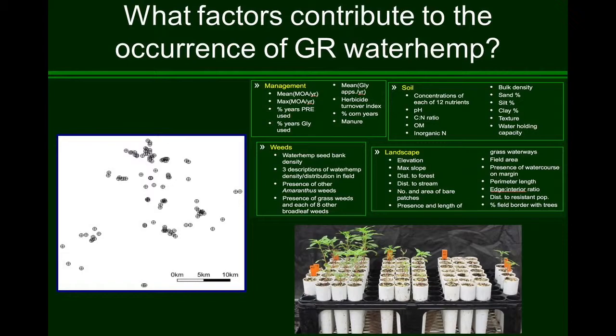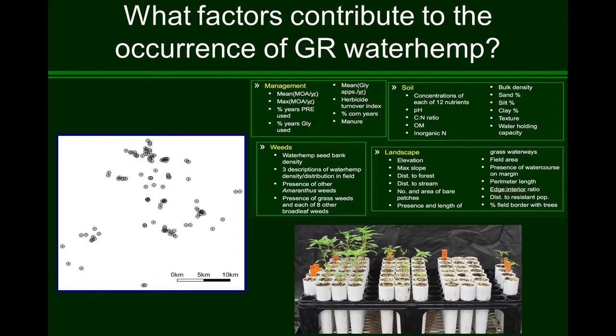And so we looked at various things: how often glyphosate was used, how often herbicides were rotated, how many herbicides were applied per year, whether a pre-emergence herbicide was used, basically anything we could find. We also looked at characteristics of the weeds in the field. For example, we assumed that the more waterhemp you had in the seed bank, the more likely you were to have glyphosate-resistant waterhemp. So we tallied that information. We looked at characteristics of the soil. We also looked at characteristics of the landscape.